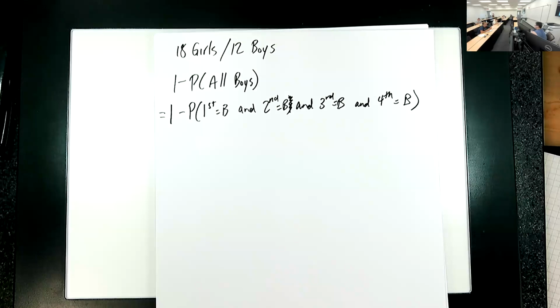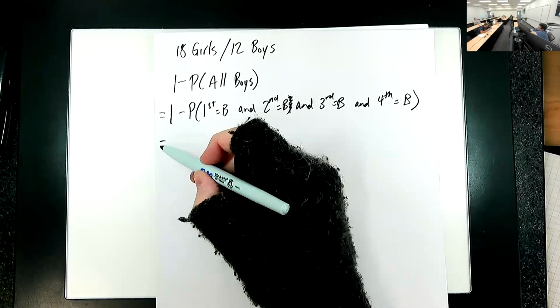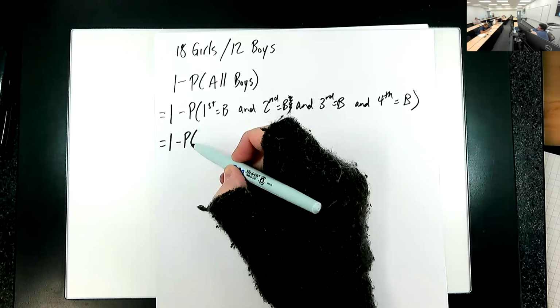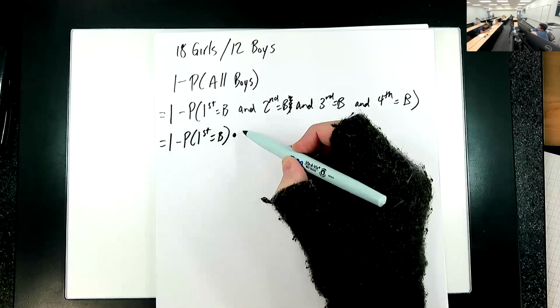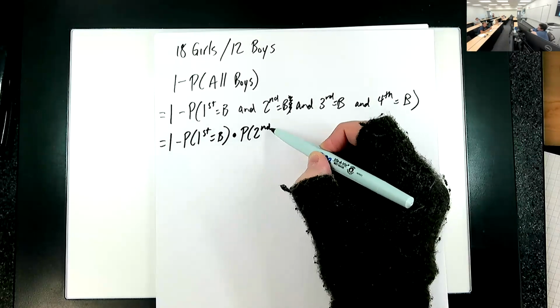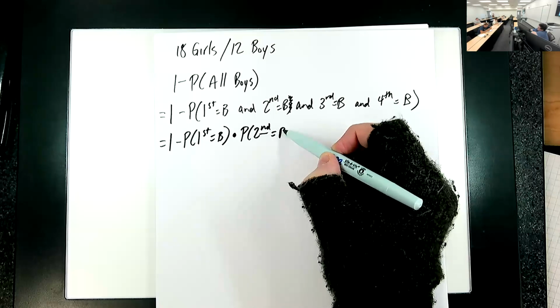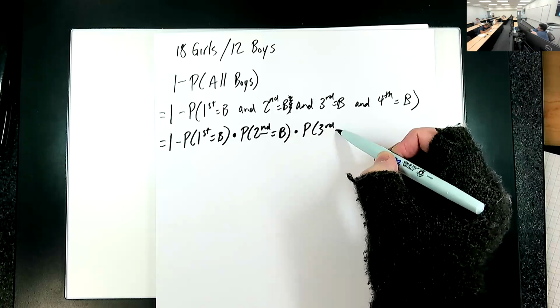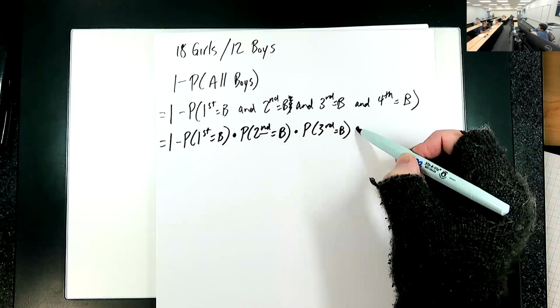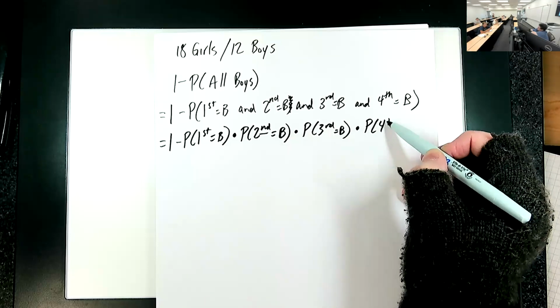And that formula we just did with the and going to multiplication, this works with a bunch of ands. So this becomes 1 minus the probability that the first equals a boy times the probability that the second equals a boy times the probability that the third equals a boy times the probability that the fourth equals a boy.